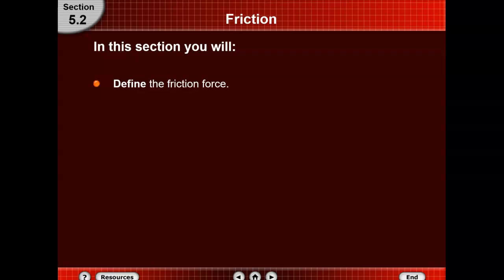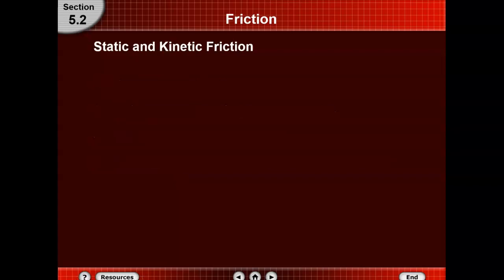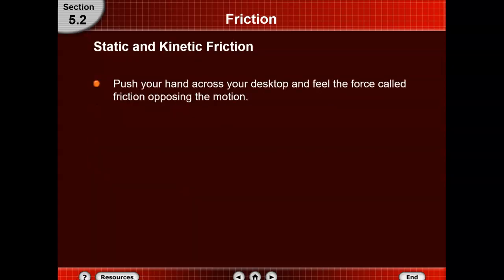Okay, so this video is about friction, and in this video we're going to look at what friction is. You're going to be able to look at the difference between the two main types of friction called static and kinetic friction, do some math calculations, and then be able to look at certain situations and determine which types of friction you are dealing with.